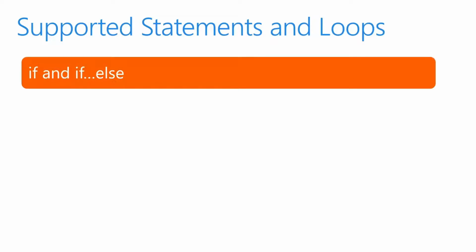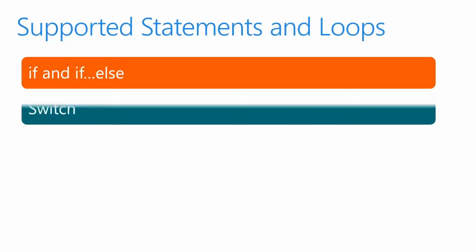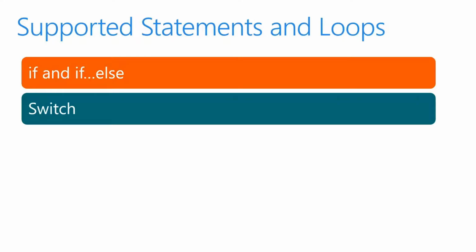So first we have if and if else statements. The if statement evaluates a question and executes a statement or set of statements if the condition is true. You can provide an alternative statement or set of statements that are executed if the condition is false, which is the else statement. We also have a switch statement.